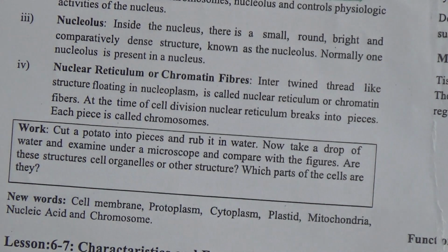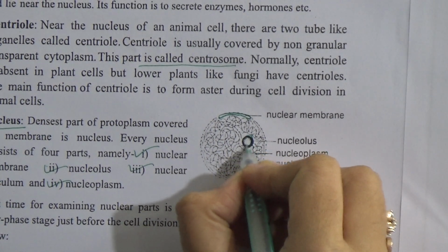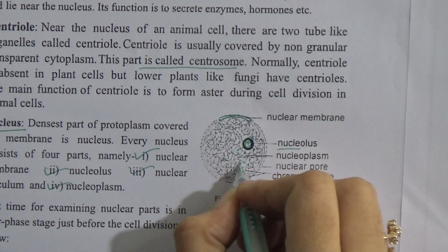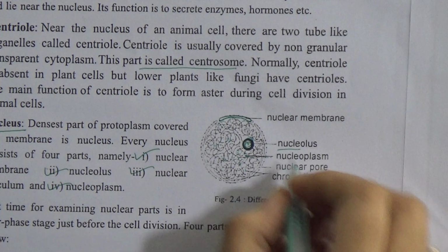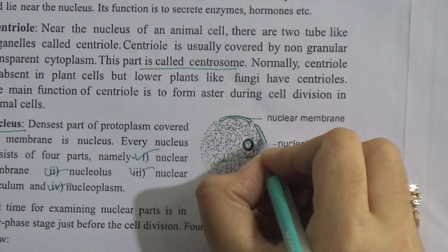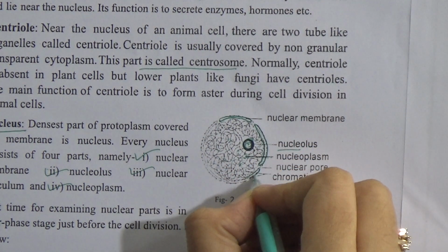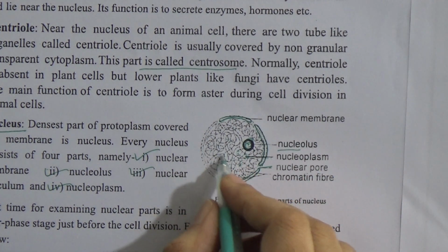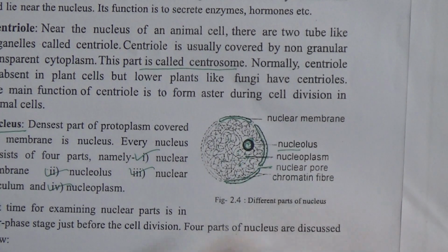Students, look at this picture. Here is the nuclear membrane, outside of this nucleus. This one is the nucleolus, a dense round shape, and inside this nucleus the jelly-like substance is nucleoplasm. Between the two nuclear membranes, here is the nuclear pore. Here is the nuclear pore, and inside this nucleus here is a thread-like structure. This one is chromatin fiber or nuclear reticulum.